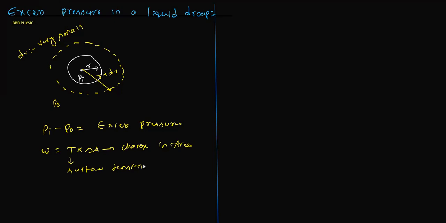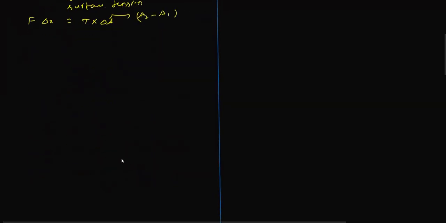So if I apply the same formula here, F into delta x displacement is equal to T into delta A. Delta A is the change in area, A2 minus A1, which you can write here. So the force due to surface tension, or rather the force due to pressure, what can we write here?